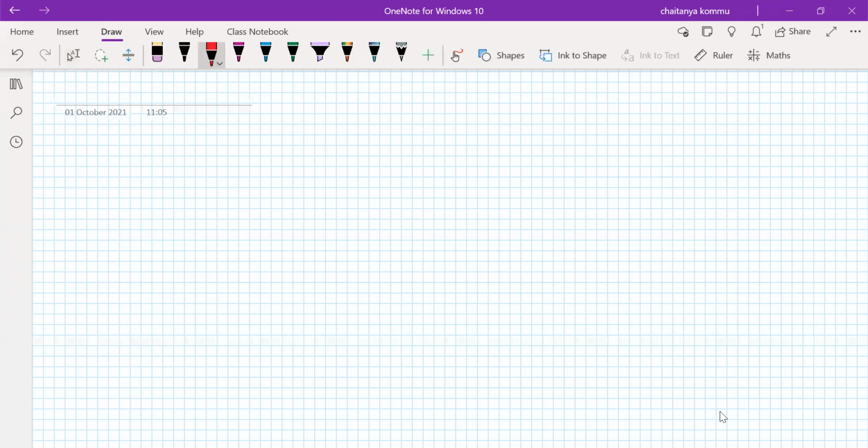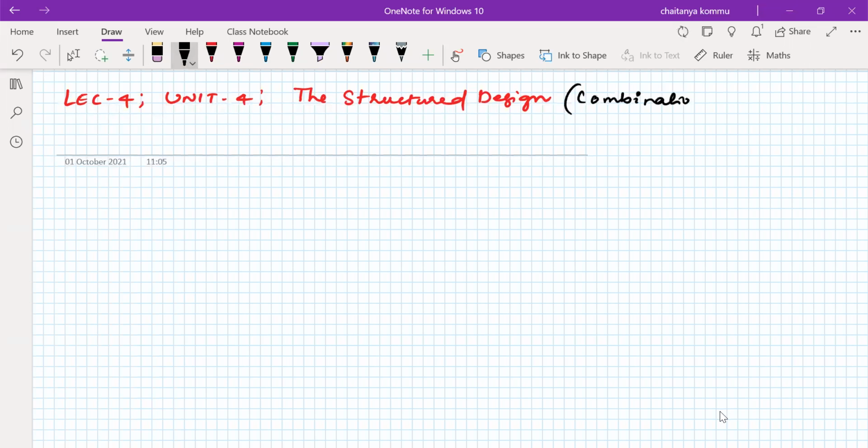Let us look at lecture number 4, Unit number 4: Combinational circuit designing. Or otherwise we write one thing, structured design. The structured design that we are going to use for combinational circuits. Right?